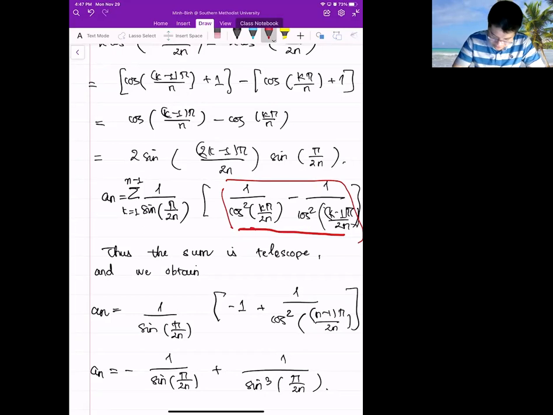All right. Once this is a telescoping sum, this is the most difficult part of the proof. Once you know that this is a telescoping sum, then everything should be fine.